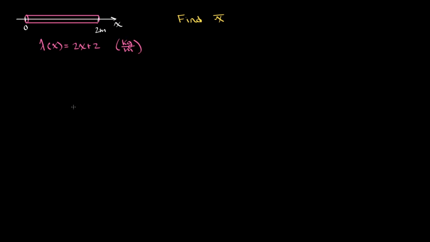In the last video, we were finding the center of mass of this super thin rod, and it had a constant density in the last video. It was a uniform rod. But now we have a variable density to this rod. So using what we saw in the last video, why don't you pause the video and try to find the center of mass of this rod?